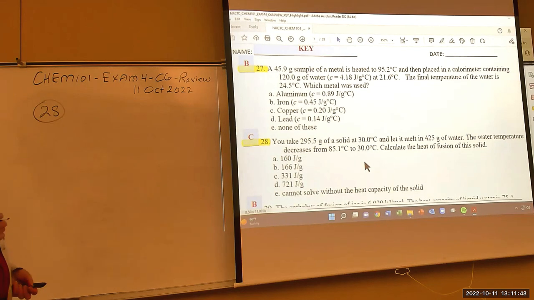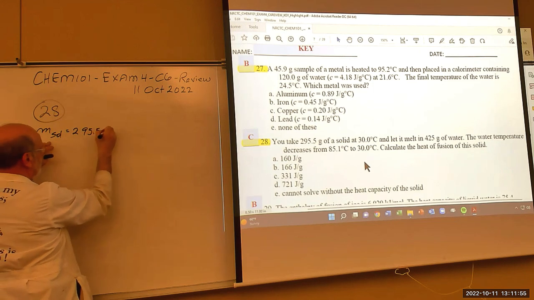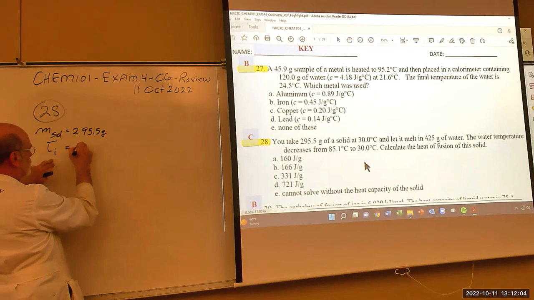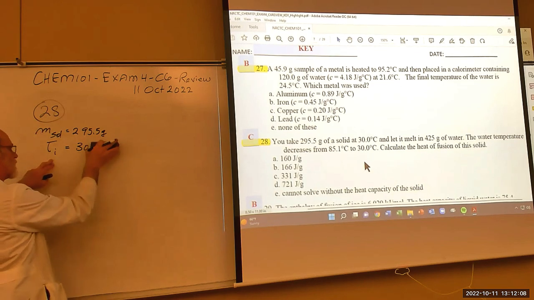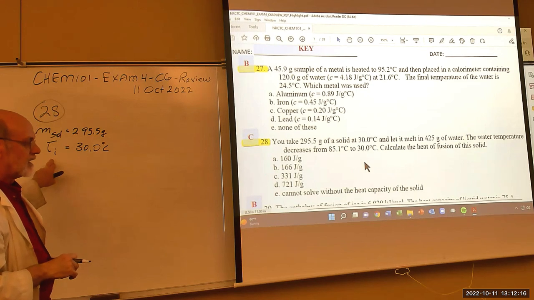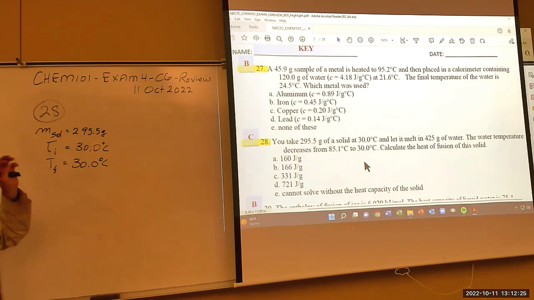Maybe I better at least set this one up. 295.5 grams of a solid. So we have the mass of the solid is equal to 295.5 grams, okay? And this solid is at 30 degrees. So the initial temperature of that solid is 30 degrees. And the final temperature is still 30 degrees. That's required. If you're going to do the heat of fusion of any solid that goes to a liquid, it happens at a specific temperature and stays there. What amount of heat does it take to go from solid to liquid at that temperature? So the initial and the final temperature here are going to be the same.